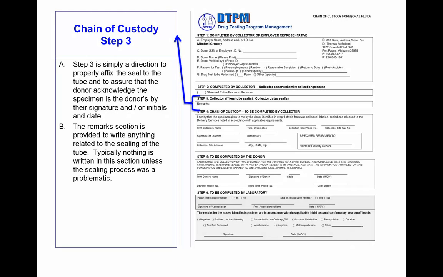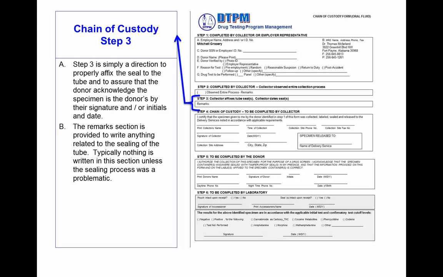Step 3. Step 3 is a direction to properly affix the seal on the tube and to assure that the donor acknowledge the specimen is the donor's by their signature and or initials and date. Some seals will have a place for the collector. That's fine. It's more important that the donor have their initials. It's fine to put the collector's. It doesn't matter if there's a spot. You can still, as a collector, initial it or sign it if you'd like to.